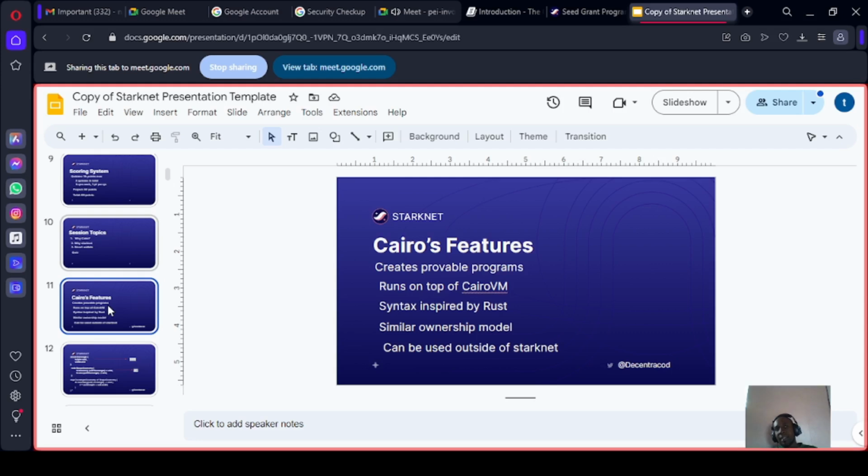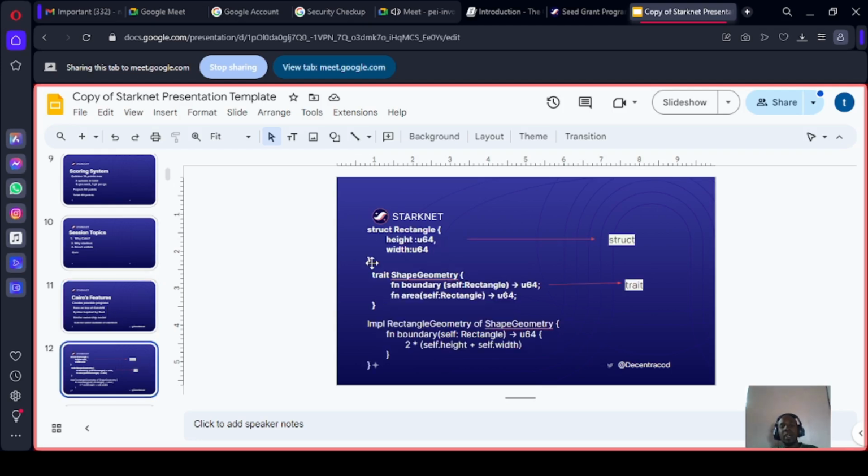The other thing is that Cairo can be used to build things other than Starknet smart contracts. But there are consequences, since the Cairo programming language was mainly designed for Starknet smart contracts. So you'll find issues like optimization and memory issues. So as I said, the Cairo programming language is inspired by the Rust programming language.